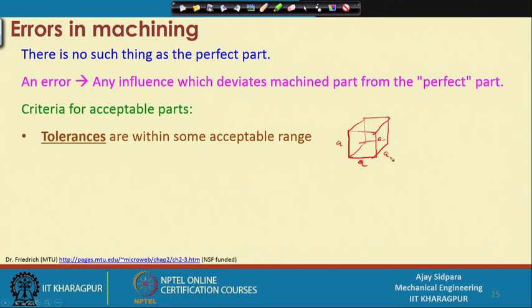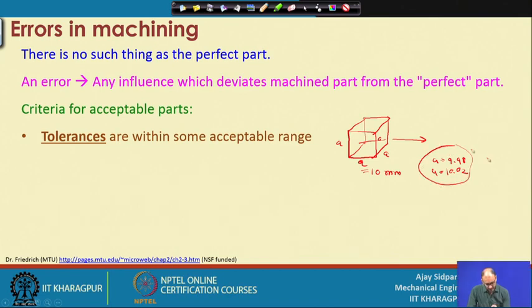Now consider that A is 10 millimeter. And suppose the part has a dimension A equal to 9.98 or A equal to 10.02. If this is acceptable in this particular application, wherever this part is going to fit or assemble, then it is acceptable.